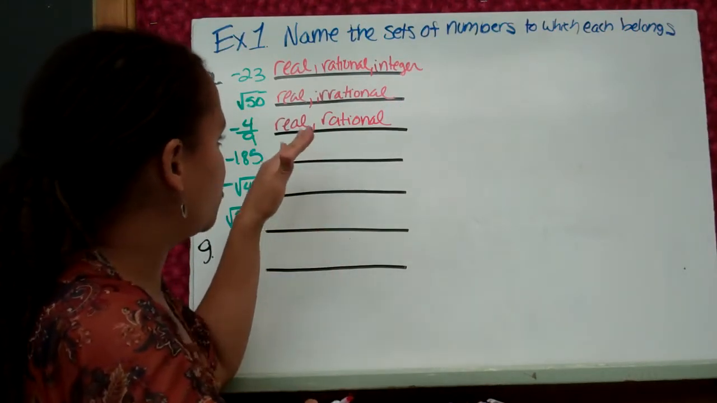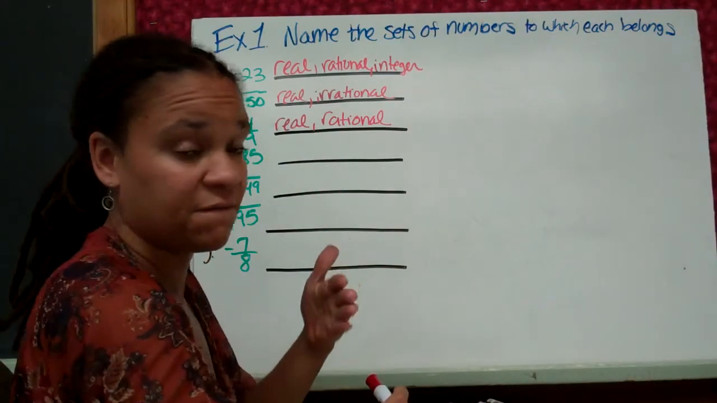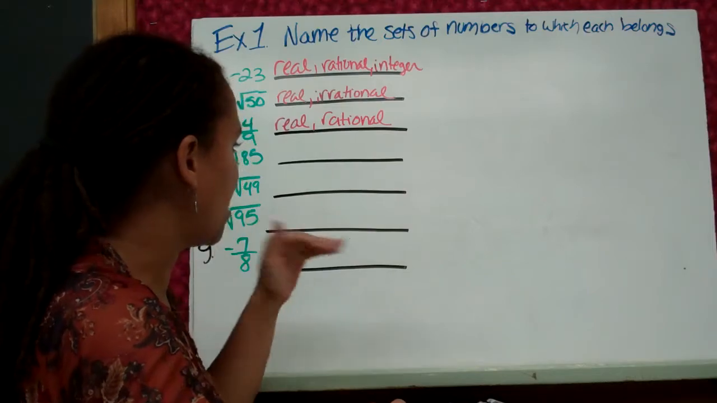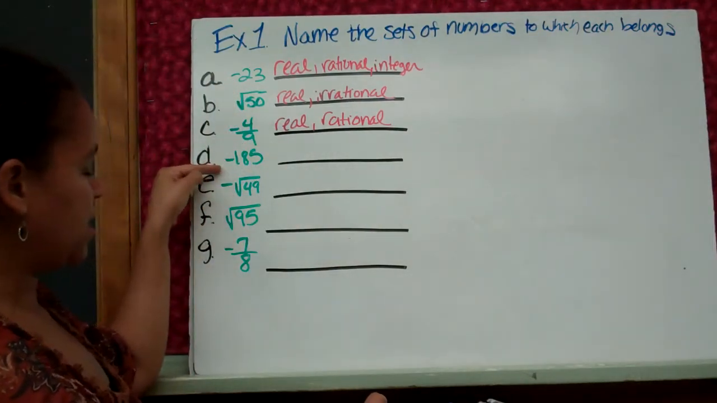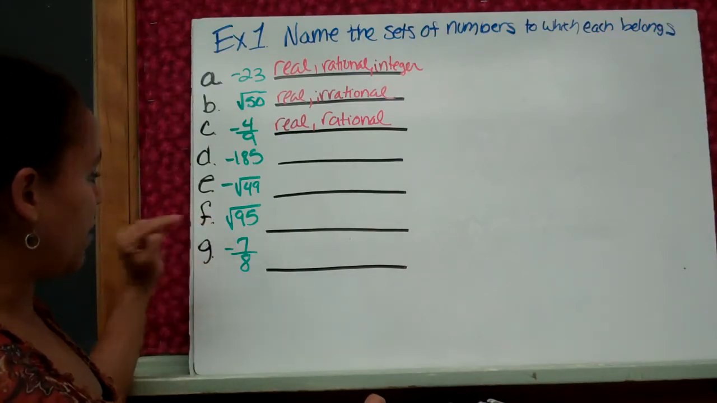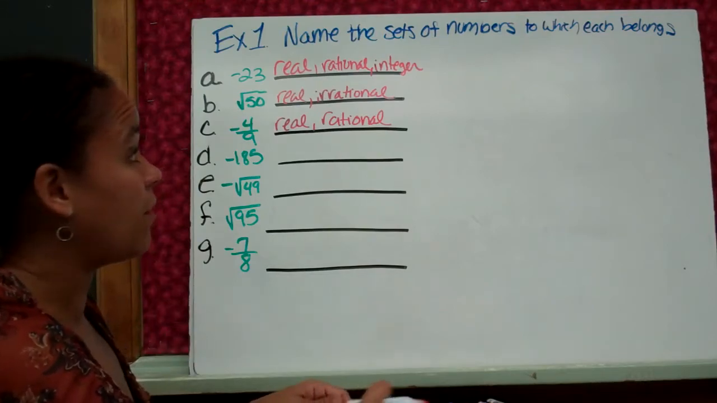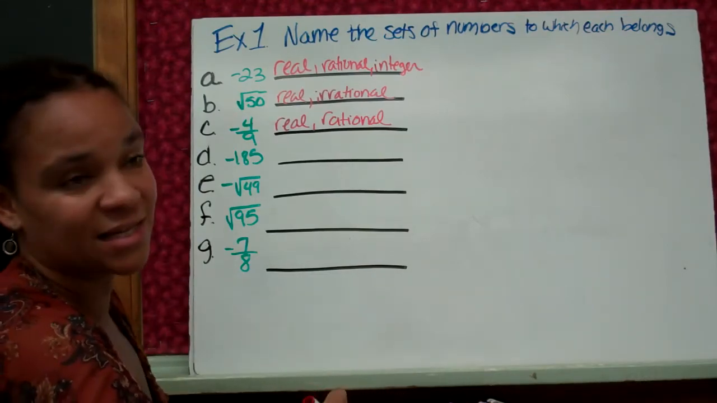So remember, I want you to tell me whether it's real, rational, irrational, as many as you can that it can fit into from the previous slide. So I want you to do negative 185, negative radical 49, radical 95, and negative 7/8. Tell me all that you can tell me about them and which number sets they belong to.